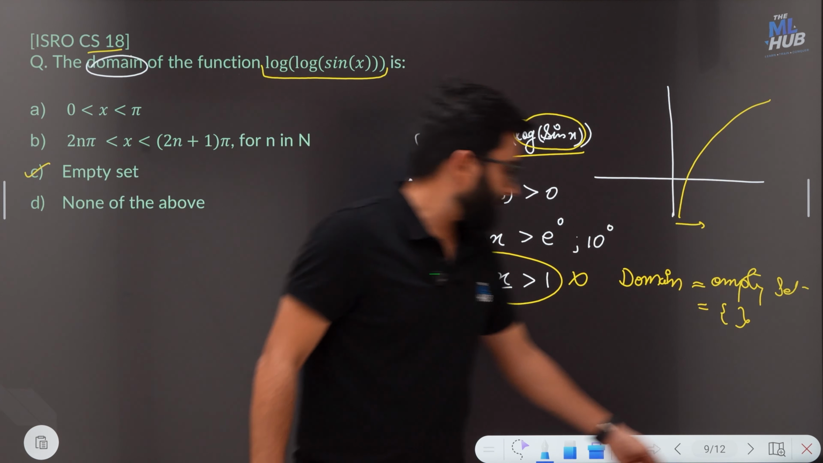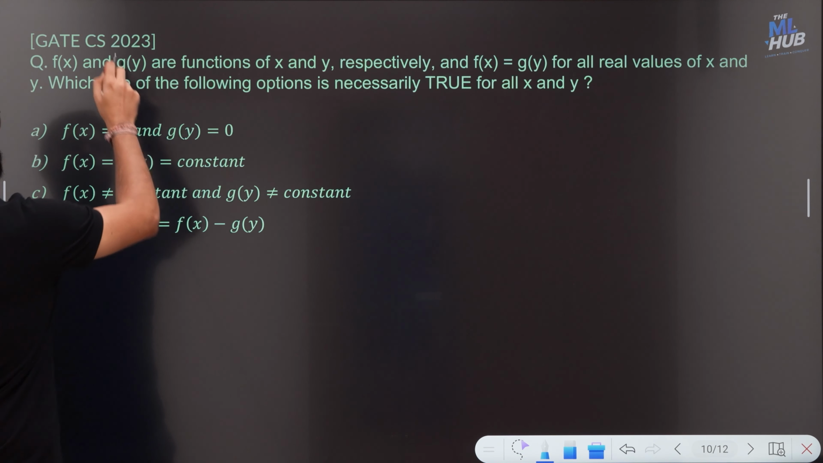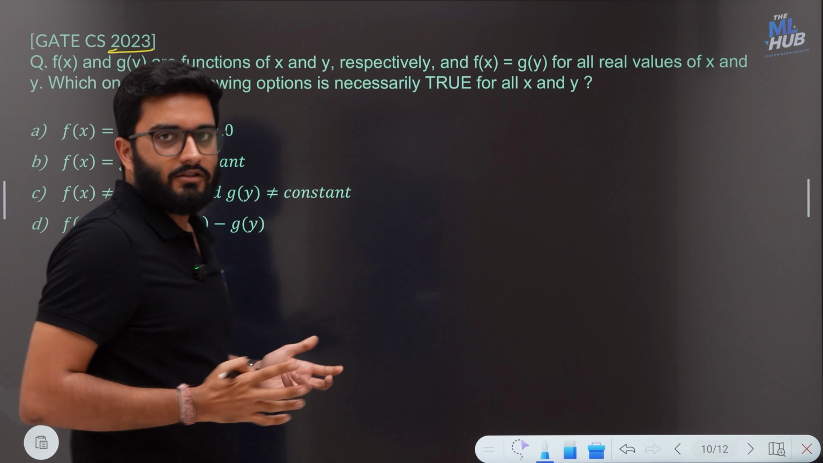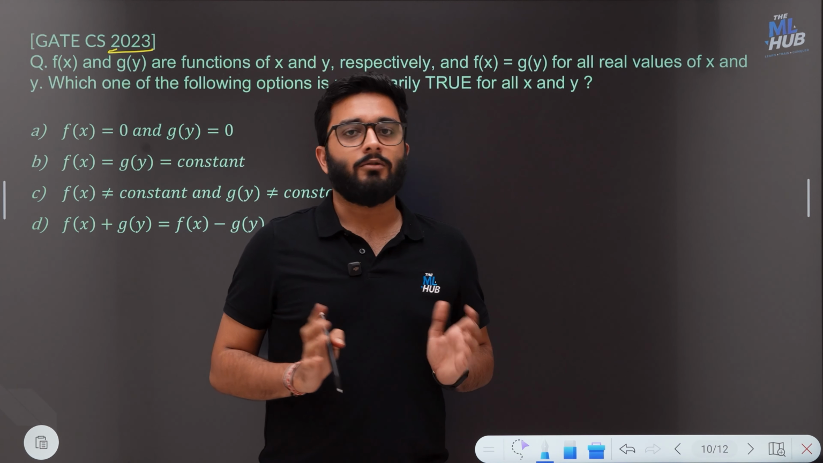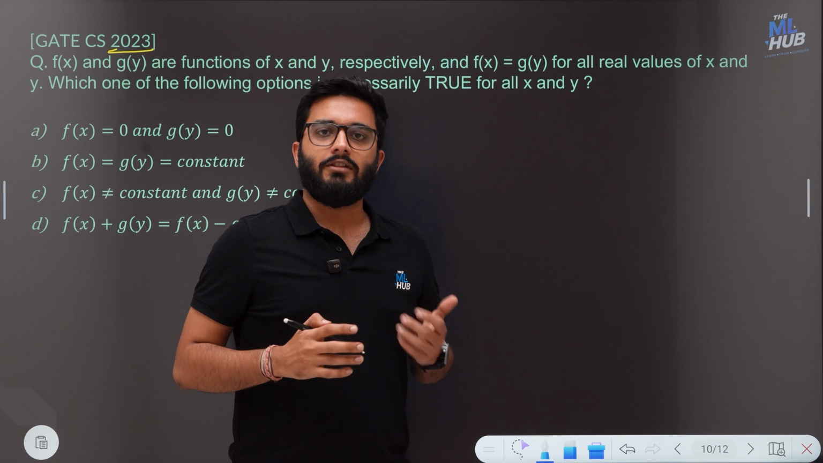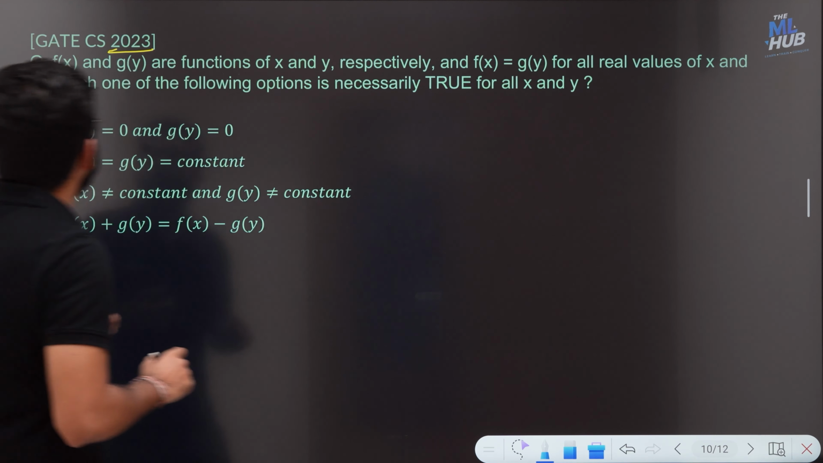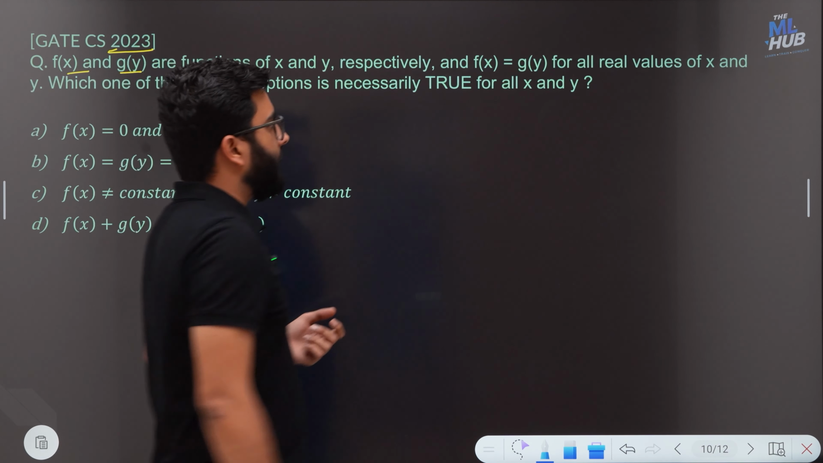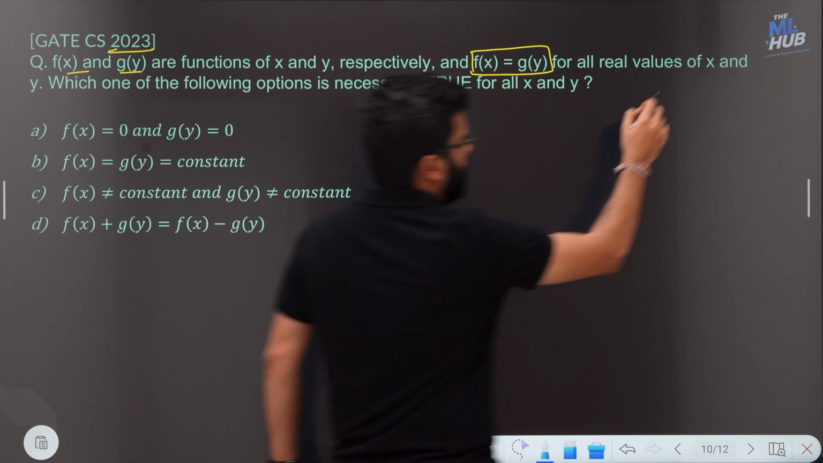Alright. Again, one more problem was asked in GATE CS 23 from this module, which is functions. So here in this lecture, I am only taking problems related to module 1. Okay. So after completing module 2 and 3, we will see a few more problems on limits, continuity, differentiability and maximum minimum. So the problem says f(x) and g(y) are functions of x and y respectively, where f of x is equal to g of y for all real values of x and y.